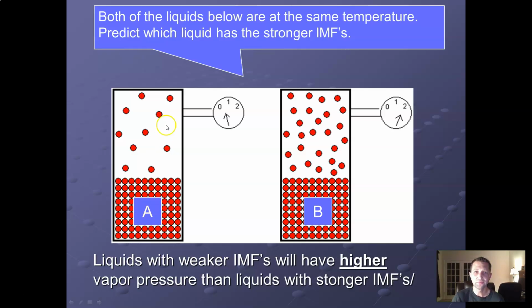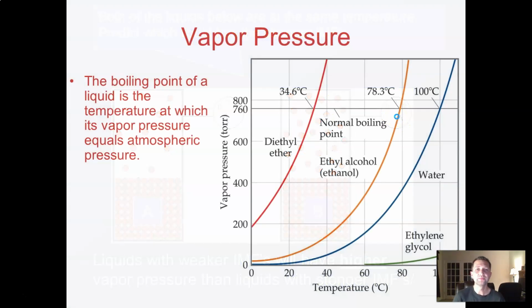meaning the attractive forces on A are stronger. So liquid A has the stronger intermolecular force, harder to break that force of attraction, less particles in the gas state. For B, easier to break that force of attraction, more particles in the gas state, higher vapor pressure. Okay, so that's how you want to think of that.